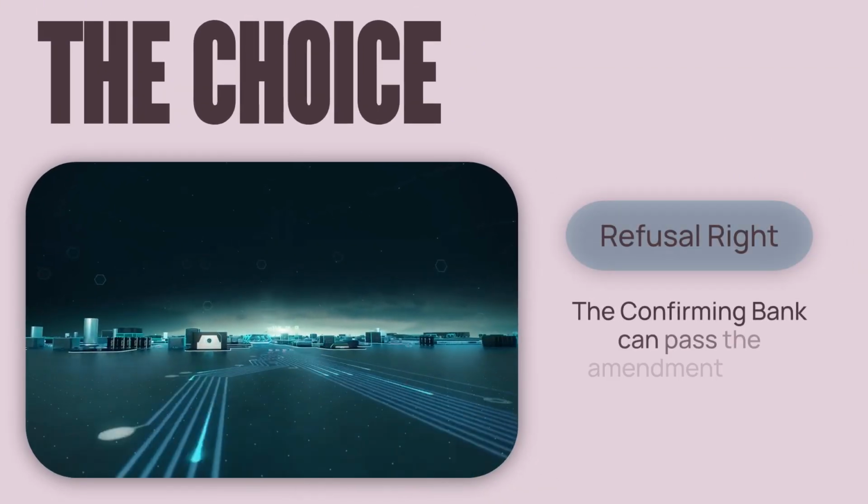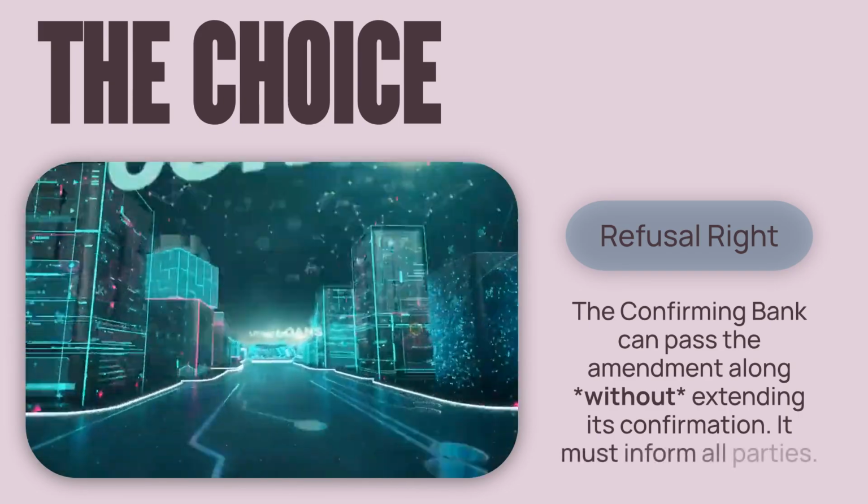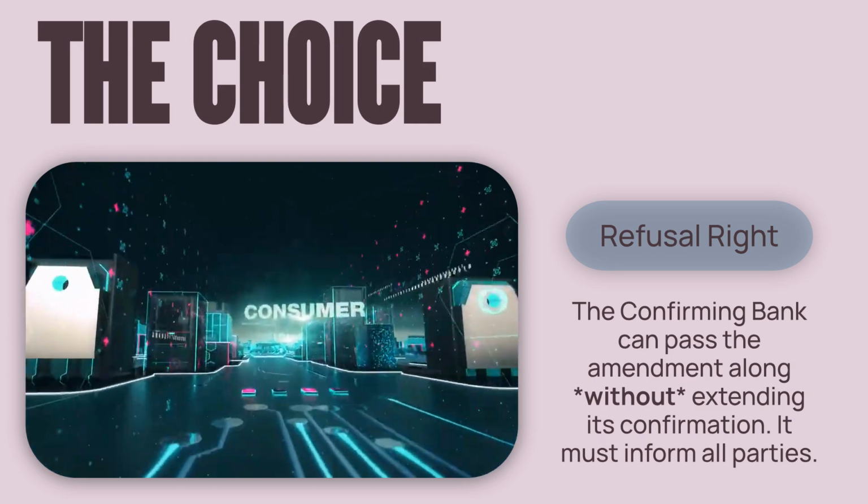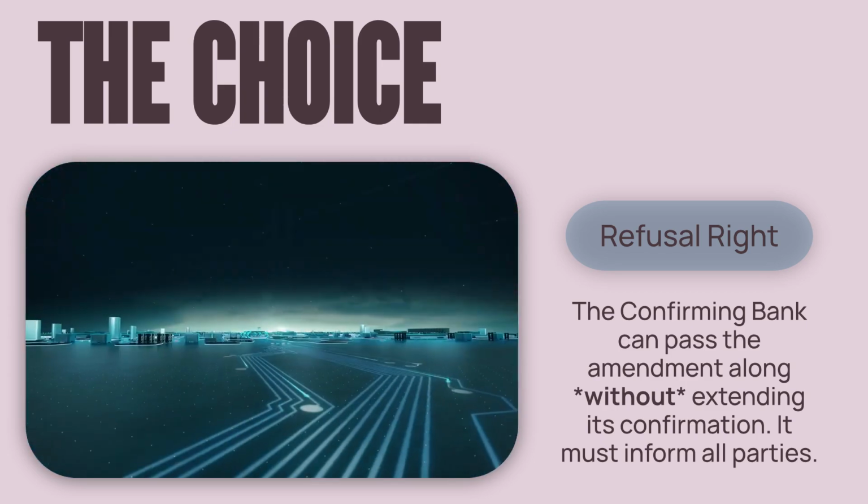A confirming bank has a choice. It can pass the amendment along without adding its own guarantee. If it chooses not to confirm the amendment, it must inform the issuing bank and the beneficiary immediately.